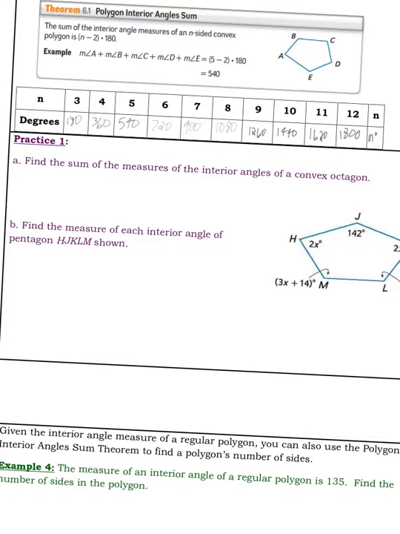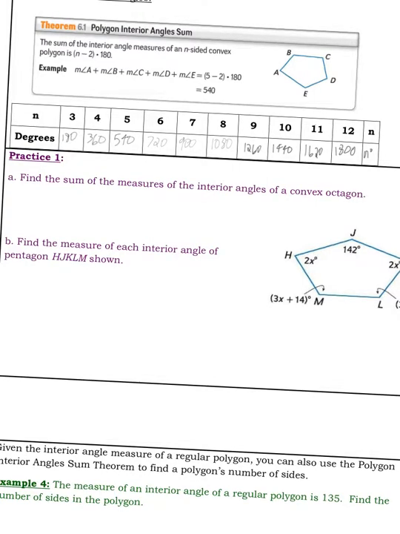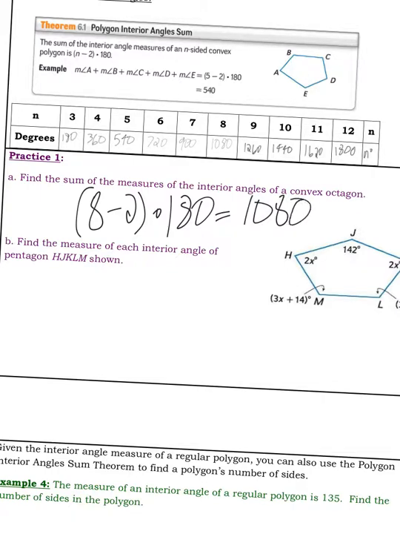Okay, find the sum of the measures of the interior angles of a convex octagon. An octagon has 8 sides, so the answer's in that table right there. But just to show my work, 8 minus 2 times 180 equals 1080. All right.